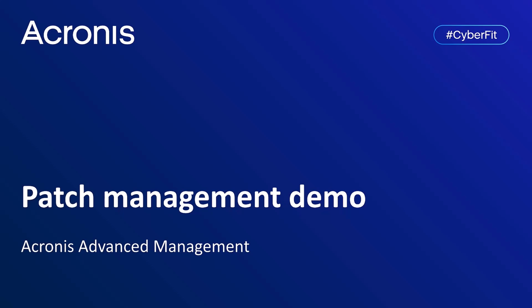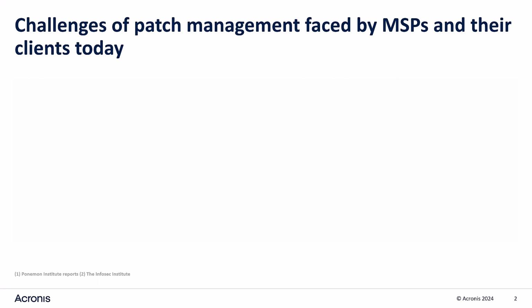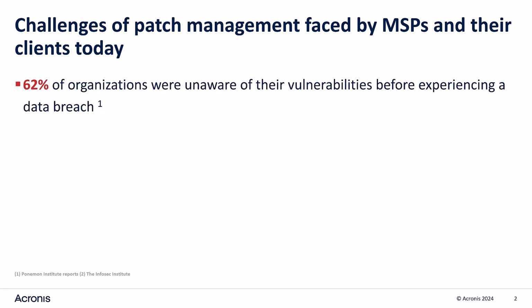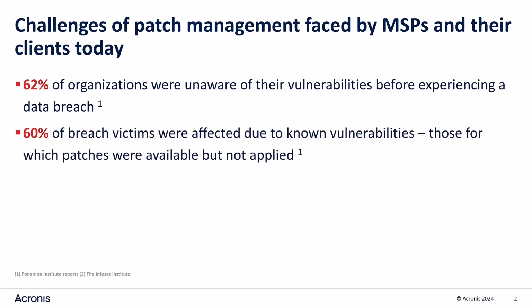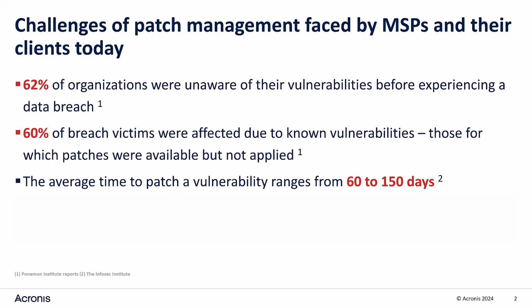According to the Ponemon Institute, 62% of organizations were unaware of their vulnerability prior to experiencing a data breach, while 60% of breach victims suffered due to known vulnerabilities, those that had patches available but were not applied. The InfoSec Institute states that the average time to patch a vulnerability ranges from about 60 to 150 days.